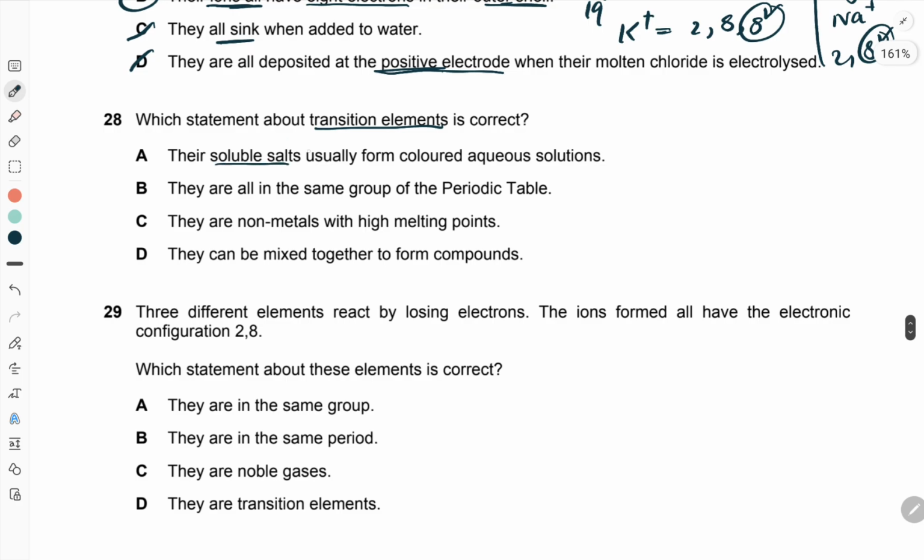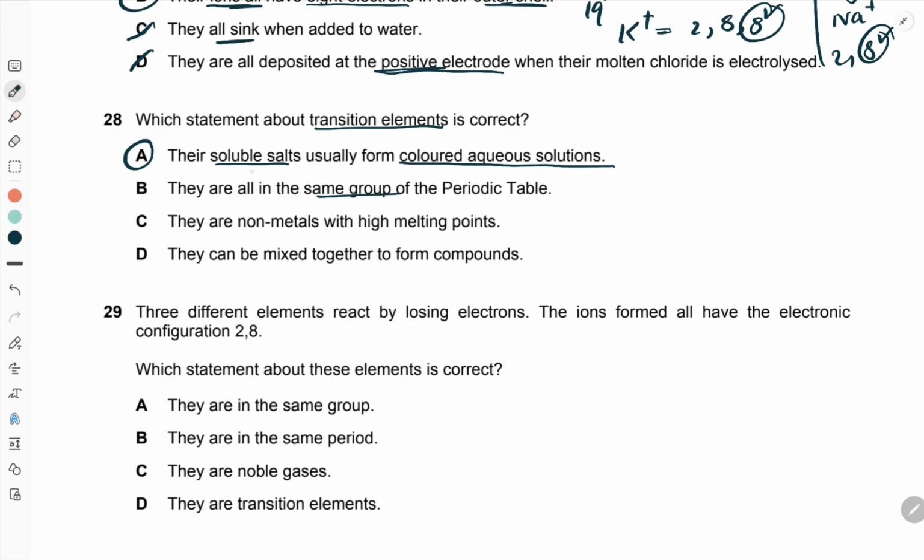They are soluble salts. Usually their soluble salts form colored aqueous solutions. This is correct, because copper forms blue, iron forms reddish brown or green. So they form colored salts. This is correct. They all are in the same group.